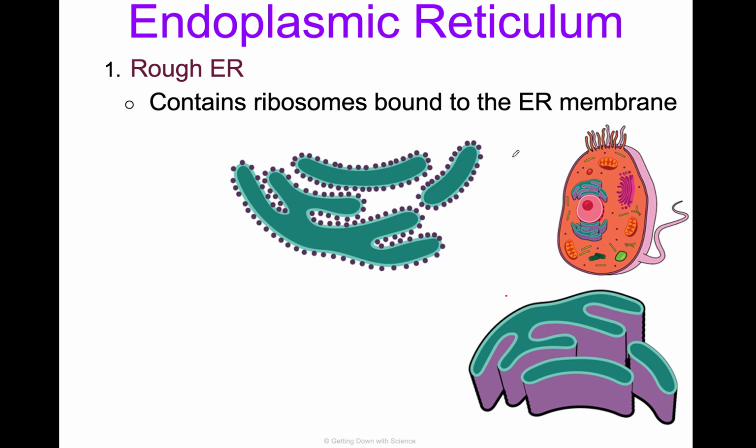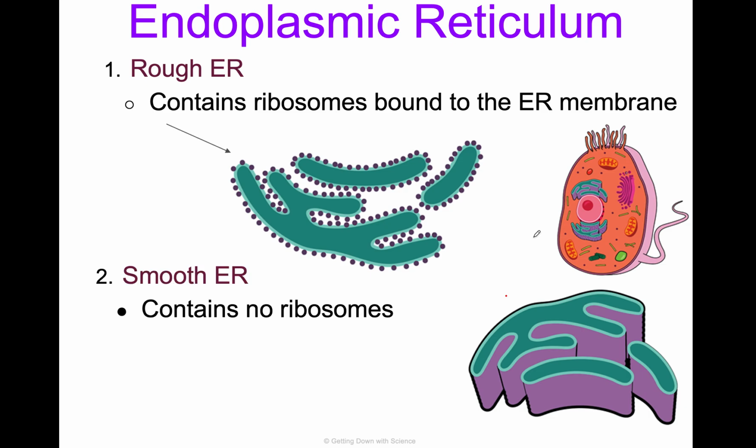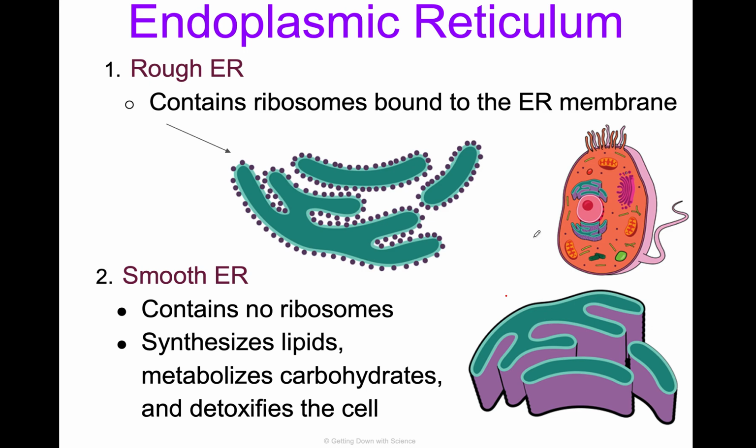So it contains ribosomes bound to the endoplasmic reticulum membrane. You can see that here. Smooth ER doesn't have any ribosomes. The purpose of the smooth ER is to synthesize lipids. It metabolizes carbs, and it detoxifies the cell. So lipids go into the membrane. Carbohydrates are used for energy and glucose storage, and it also sort of traps toxins from the cell and transports them out.